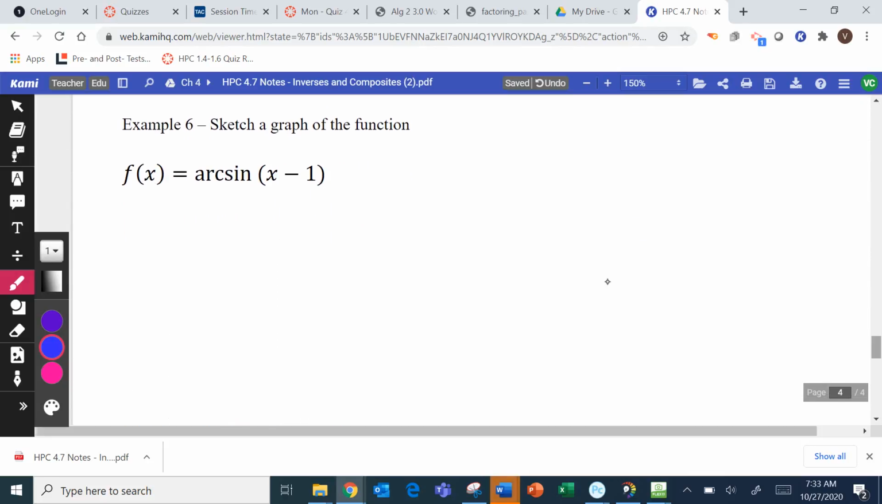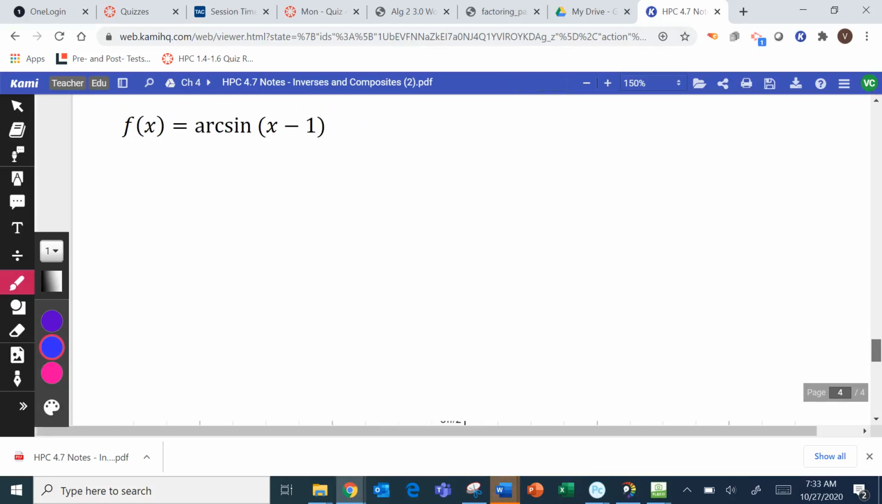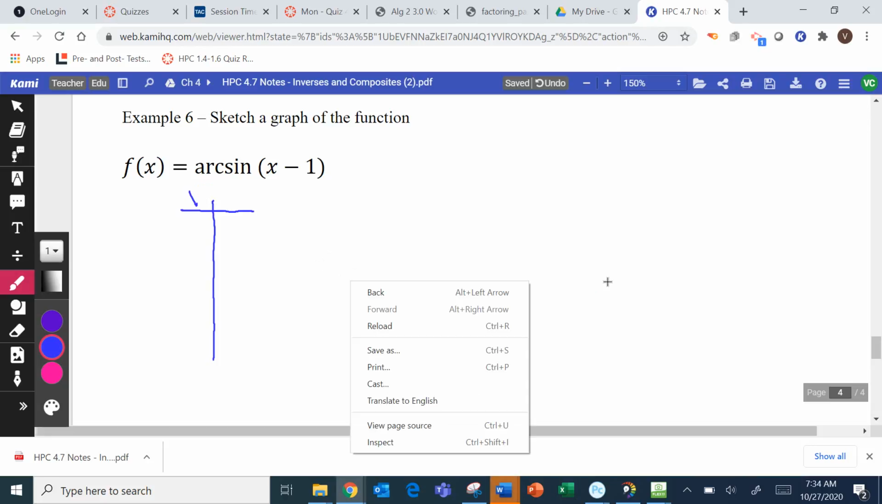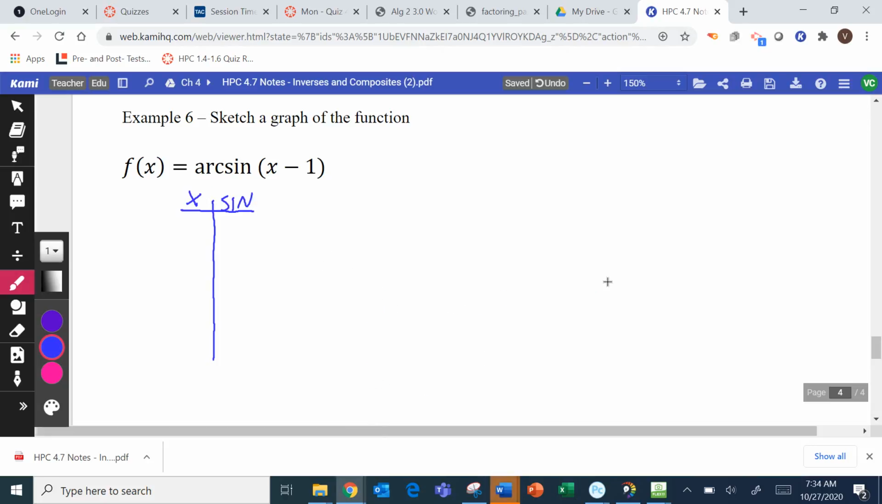Okay, and then finally we're going to sketch a graph of the function, and this is arcsine. Arcsine is the inverse of sine, and when we were graphing inverses before, we would take the points for the original function, and we would just switch the x and the y. And that's how we would graph our inverse functions before. So I'm going to do the same thing.